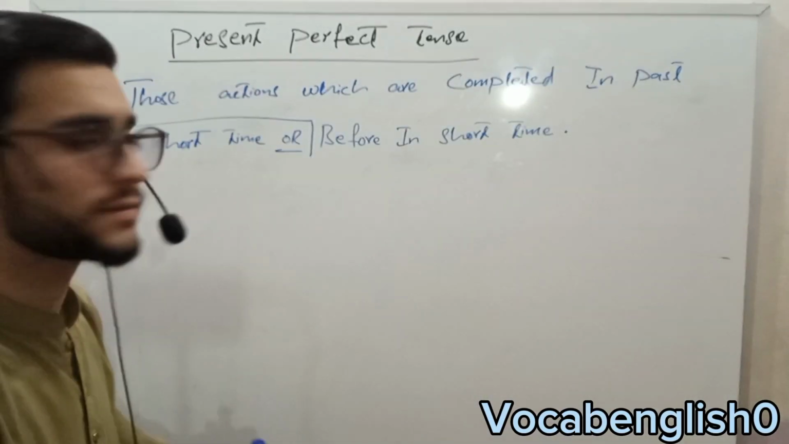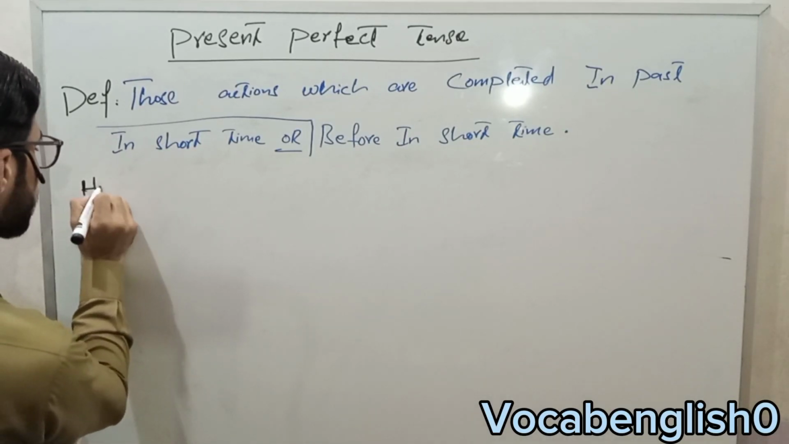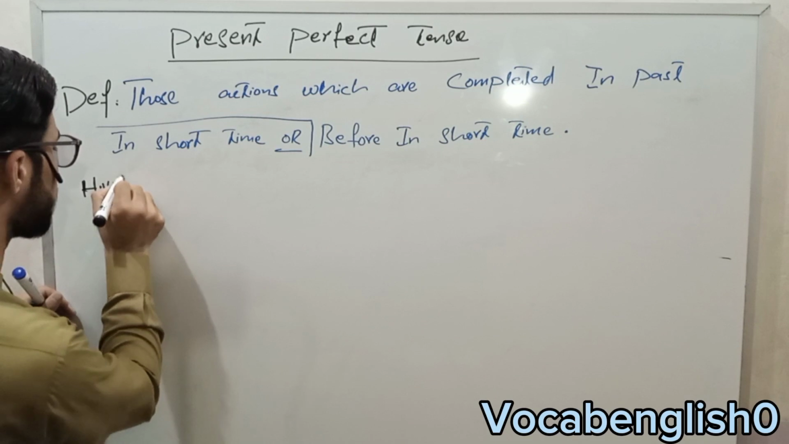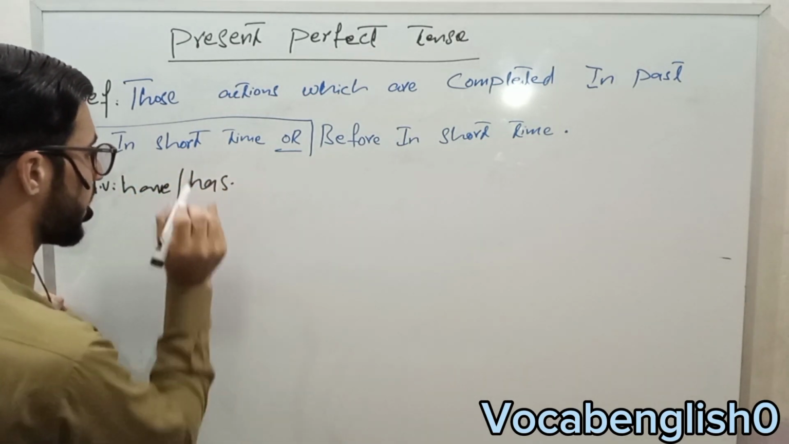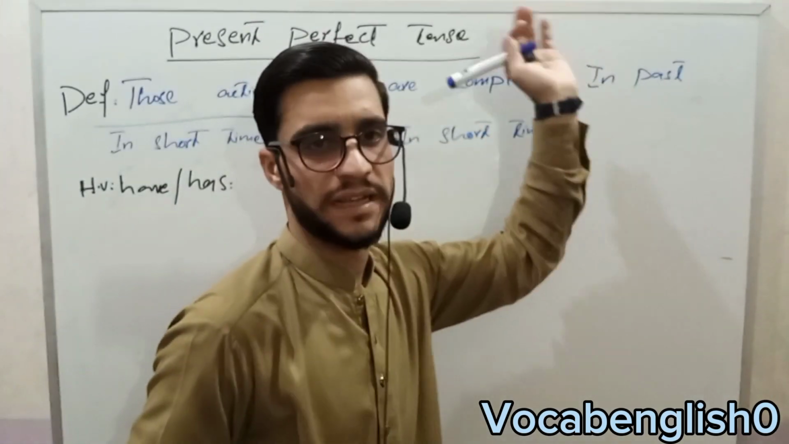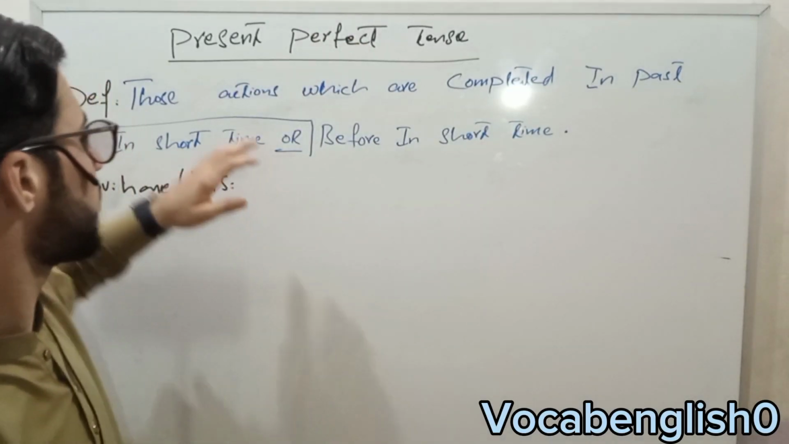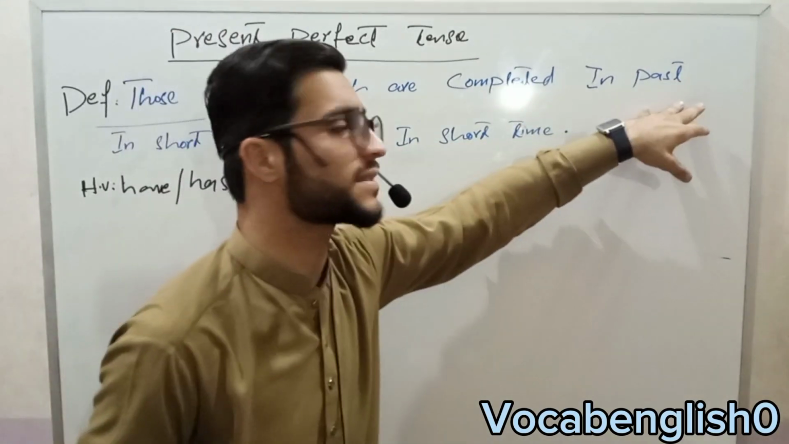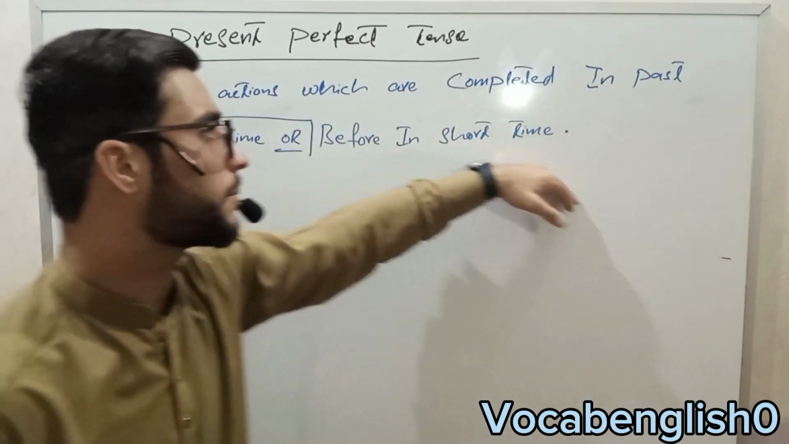The helping verbs are have and has. Have and has are the helping verbs of present perfect tense. And this is the definition: those actions which are completed in past before in short time.